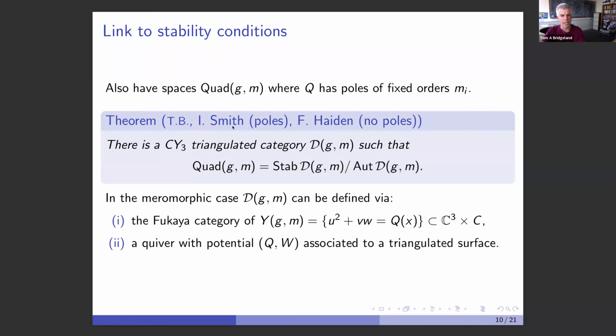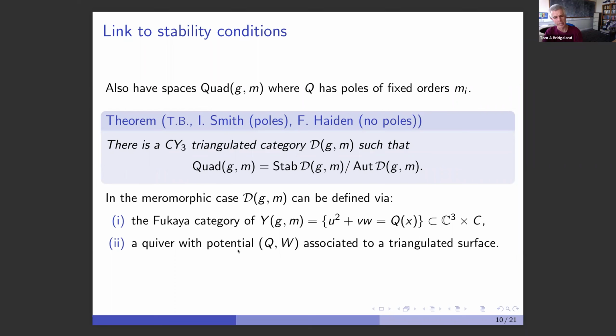In the case where there really are poles, this case that Ivan and I treated, you can define this category in a couple of ways. So one way is via the Fukaya category of some non-compact Calabi-Yau threefold of this form. So it's kind of a quadratic bundle over your curve C, exactly given by this quadratic differential. The point somehow being that as a symplectic manifold, this is independent of which Q and C you take here.